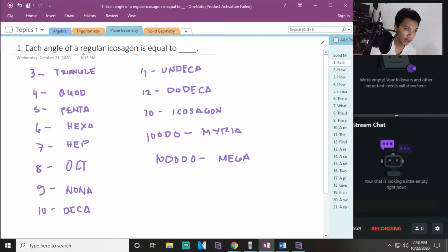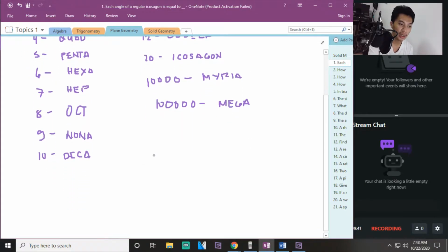Each angle of a regular icosagon, so this is interior. Ang tinatanong, each angle. Hindi naman sinabing the total interior angle of each regular icosagon. So, icosagon, this is 20 sides, is equal to. Ano yung formula niya? Okay? The formula is theta equal to 180 minus 360 over n.